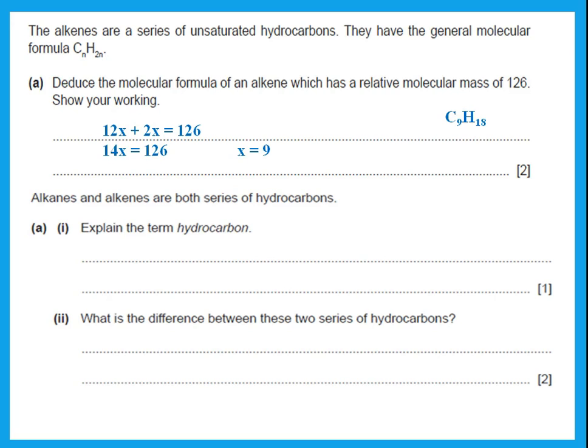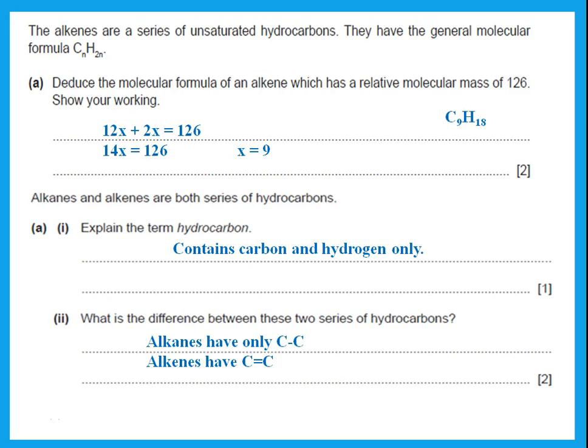Okay, explain the term hydrocarbon. What was the meaning of hydrocarbon? We said hydrocarbon means it contains carbon and hydrogen only, the word only. If it is missing, you don't get the grade. What is the difference between these two series of hydrocarbons? So he was talking about alkenes and alkanes. What is the difference between them? Alkanes have only C single bond C, so we call them saturated. And alkenes have a double bond between the carbons, and that is called unsaturated.